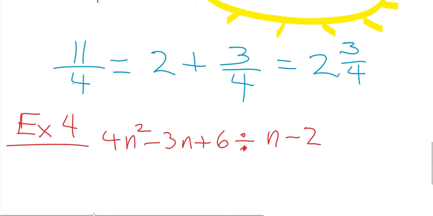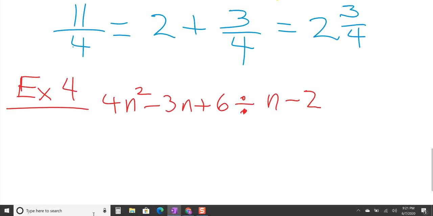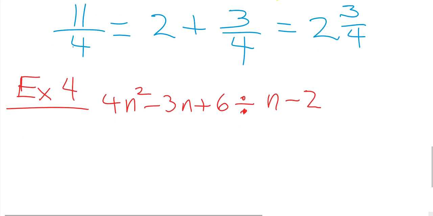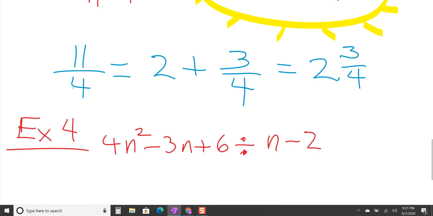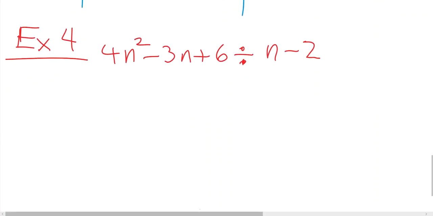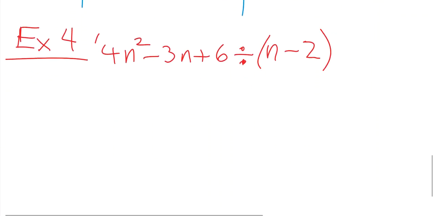By the way, I'm supposed to have parentheses around this. Hang on just a second here. Supposed to have parentheses here. Okay. Otherwise, you might think it's 6 divided by n. So I'm supposed to put parentheses.